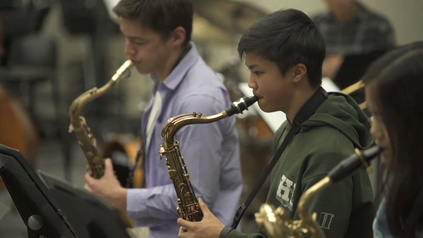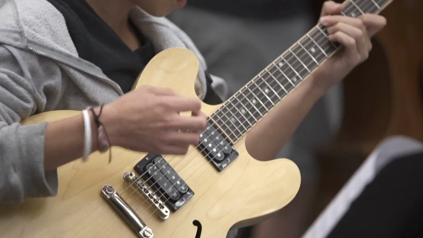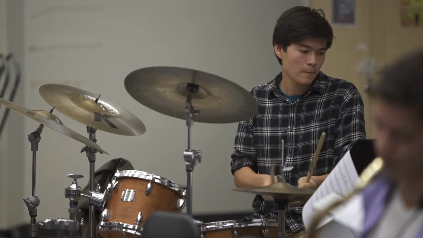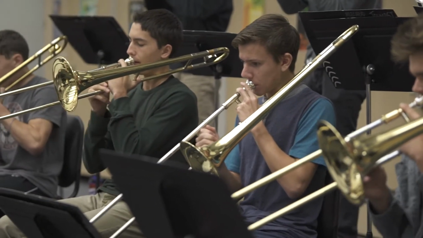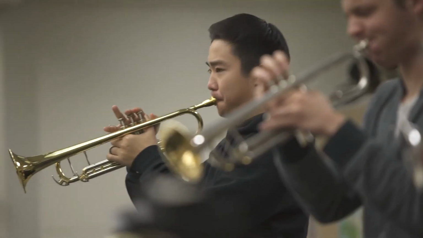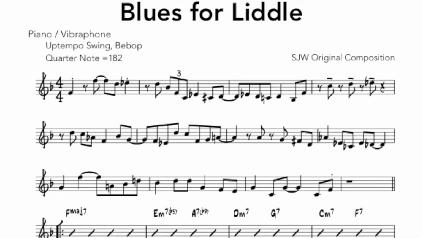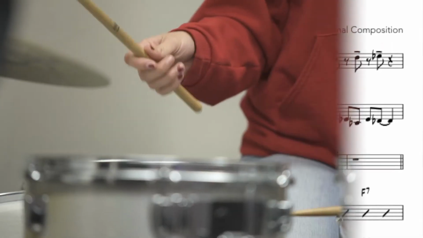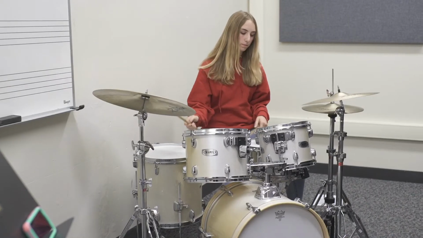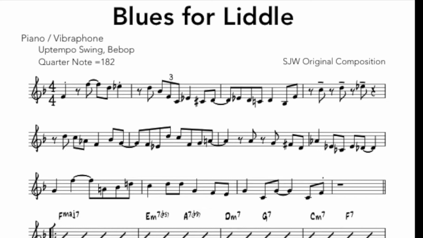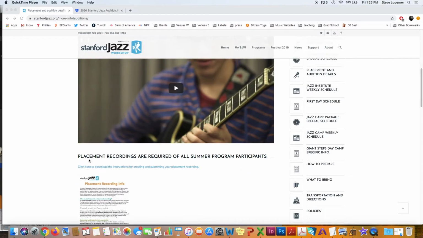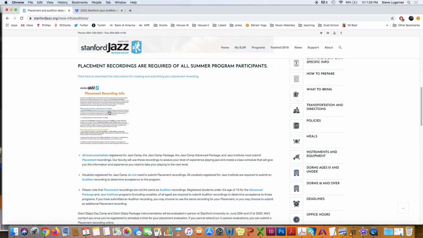Each applicant is required to submit 2 recordings. For one of those selections, we'd like to hear you play a blues. Hopefully you're familiar with playing the blues in your music or jazz class in your middle school or high school, or maybe at some of your local gigs. If you're submitting an audition, we ask that you submit a recording of Blues for Little. And if you're submitting a placement recording, you can submit a recording of Blues for Little, Tranquil Blues, or Blues of the Day. A variety of sheet music excerpts and play-along recordings are available at stanfordjazz.org.